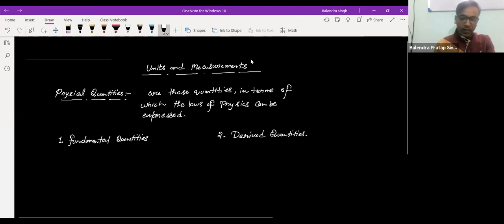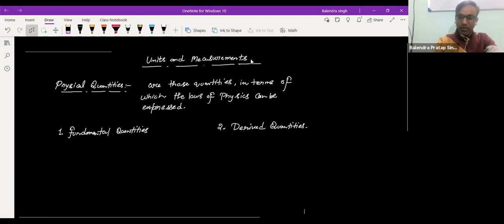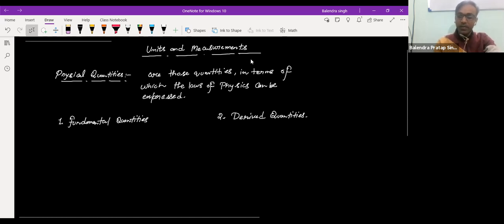Okay, fundamental quantities. So fundamental quantities are basically independent of other physical quantities. These are very fundamental. There are only 7 fundamental quantities, and derived quantities are those for which we use fundamental quantities to derive them. I'm just going to write one line about fundamental quantities. So these are independent of other physical quantities.